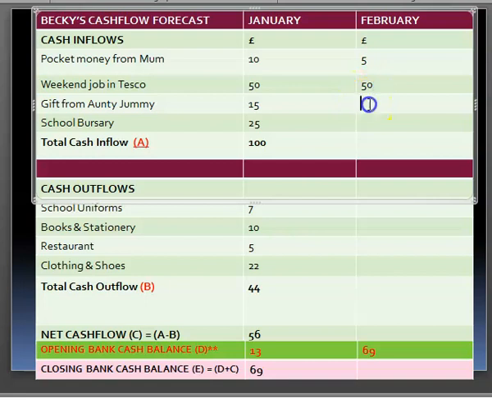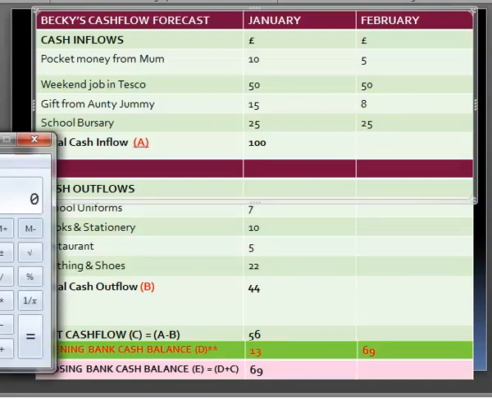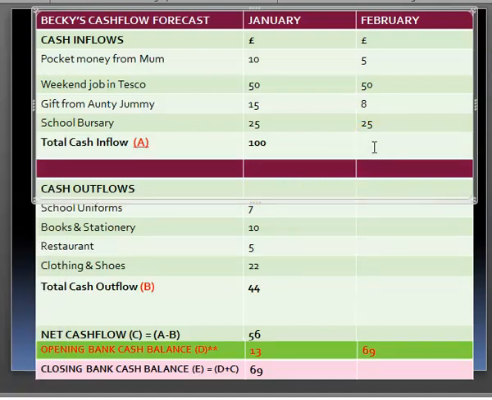Then your auntie Jumi decided to give you £8 this month because she hasn't got enough money, and the school bursary still gives you £25. And then when you add all of this together, let's do the calculation. You're gonna get £5 plus £50 plus £8 plus £25. So that gives you £88. So it means that for this month you're getting less money, less income compared to January.